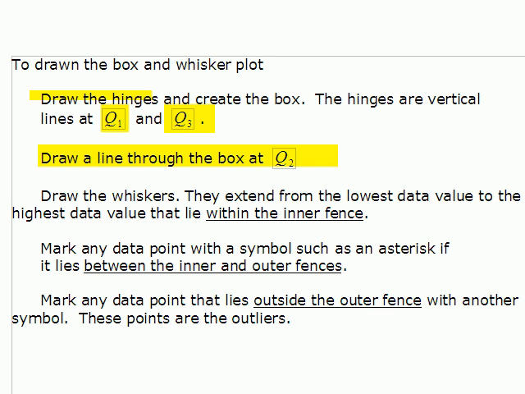Now you draw the whiskers. You start from the edge of the box, Q1 and Q3, and you draw a line to the smallest data value that lies within the inner fence. And you start at the upper edge of the box and you draw it to the highest data value that lies within the upper end of the inner fence. Any points that lie between the inner fence and the outer fence, you mark with some kind of symbol like an asterisk. Any points that lie outside the outer fence, you give them another symbol. These are definitely the outliers. These might be questionable.